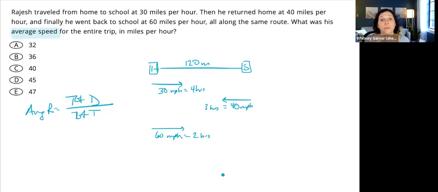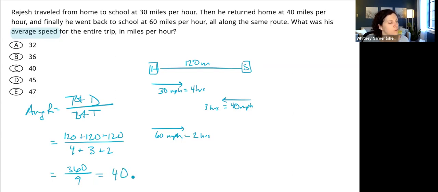You can still use your fundamental distance equals rate times time formula with each of these to solve for the times if you'd like. Okay, so our total distance is 120 miles, three times, don't forget, right? We've gone all three. And then our times are 4, 3, and 2. So our total distance is 360 divided by 9, which in this case is 40. 9 goes into 36 four times, bring down the zero. So 40 miles per hour.